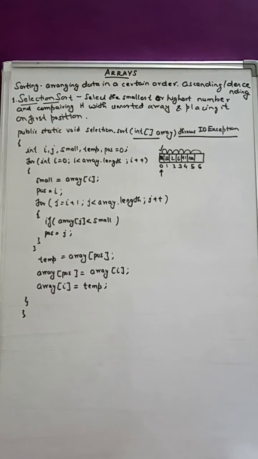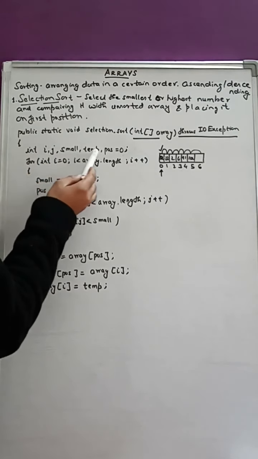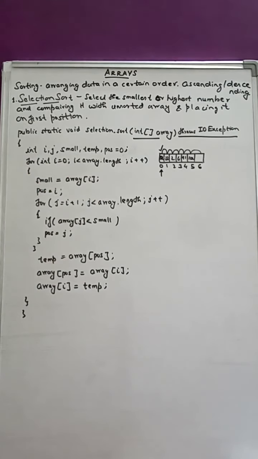Okay. So after this, what we have done is we have taken the variables like i, j, small, temp, position. So all these variables are taken. Why? Because we need to use these values in the loops. Also, we have to use them in the statement when we have to swap the value on the 0th index with the respective value found on the right hand side of the array, or any other value of the array.